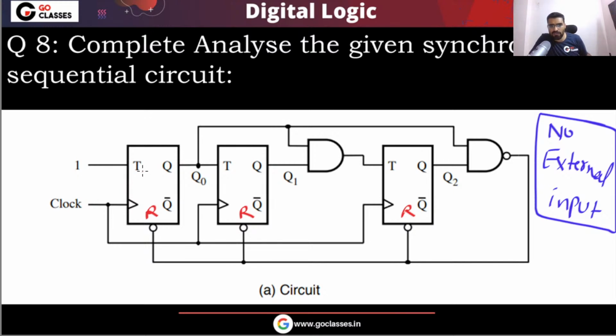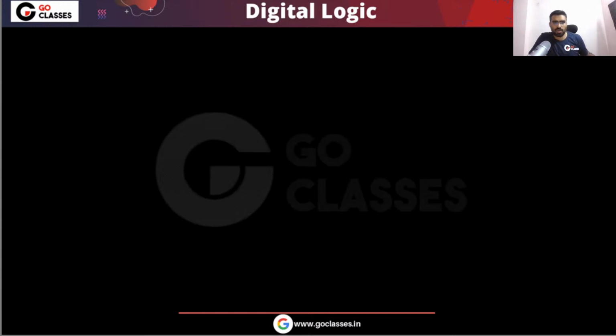What we have is T0, T1, and T2, so a total of 3 flip-flops. And you can notice there is no external input in this circuit. So this is your circuit. Now in this circuit, you tell me, what is T0? T0 equal to 1, that is fixed, correct?